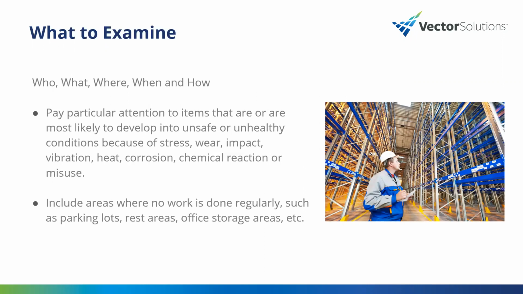So what should be examined during an EHS inspection? An inspection really serves to answer the following questions: who, what, when, where, and how. So you'll want to pay particular attention to any items that are likely to develop into unsafe or unhealthy conditions, perhaps because of stress, wear, impact, heat, corrosion, vibration, chemical reaction, or misuse. And you'll also want to consider providing inspections for any areas in which work isn't done regularly, such as parking lots, rest areas, office storage areas, and so on.